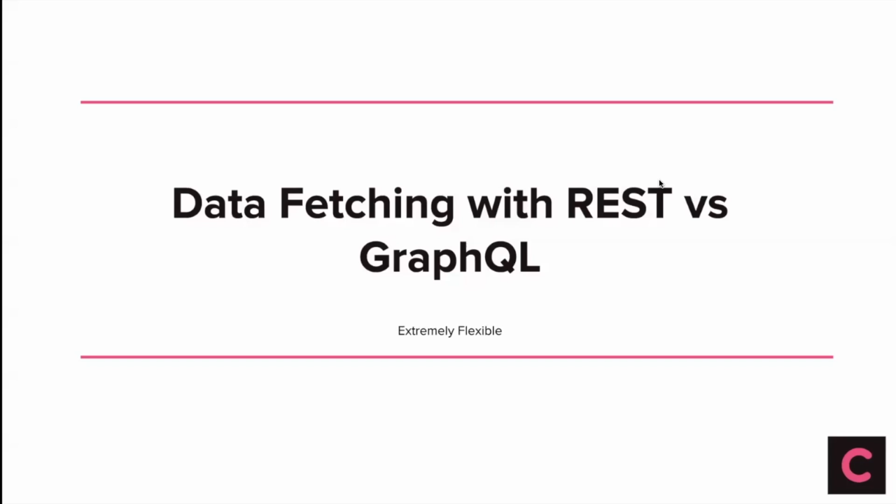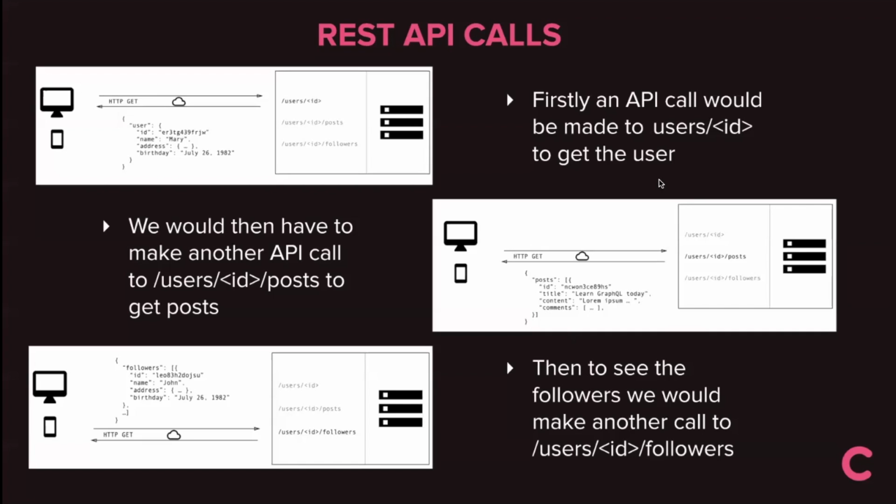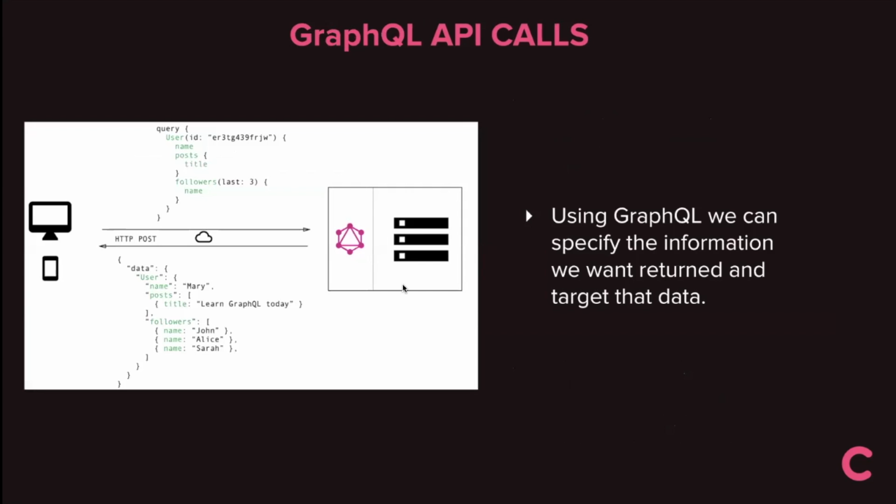So I'm going to give an example of data fetching with REST versus GraphQL. So in order to make API calls with REST, if you wanted to get like the user ID, their posts, and their followers, you would make 3 separate API calls, which each one of those consumes data, and you can also receive stuff you don't necessarily need, so you can overfetch. And then using GraphQL, you specify exactly what you want, and you are returned exactly what you want, nothing more, nothing less. So that you cut out on overfetching.